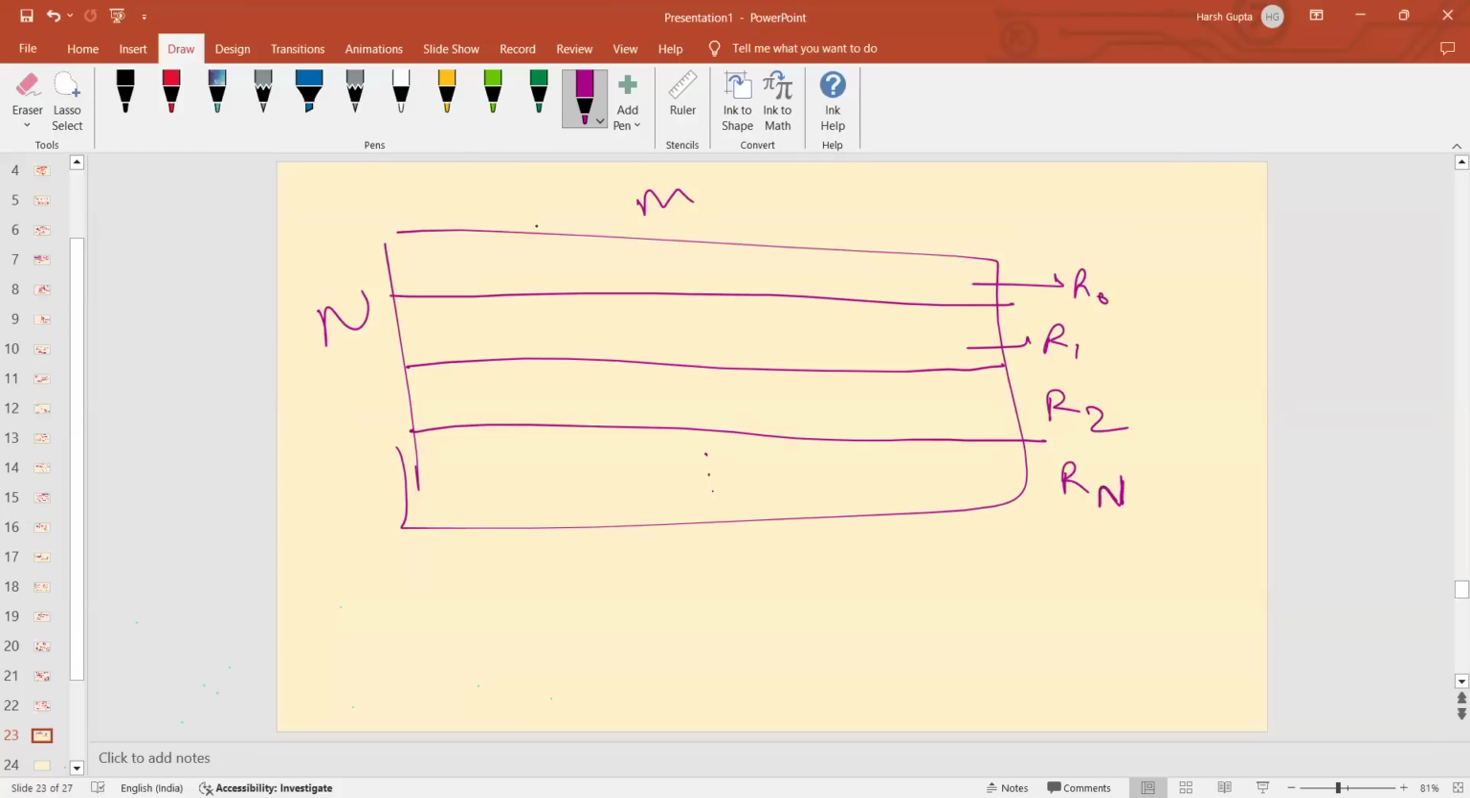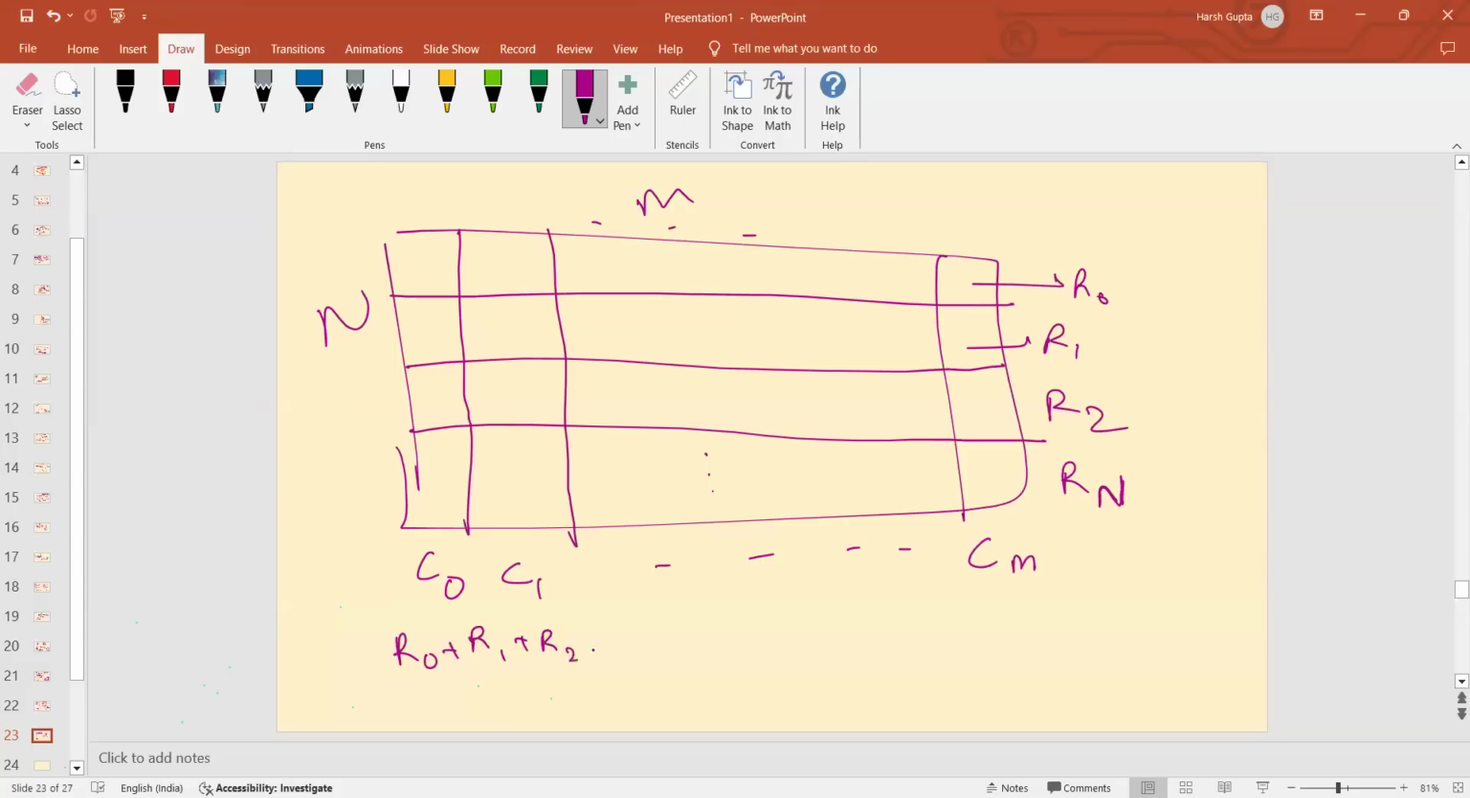Similarly, you have m columns. For the first column, you calculate the XOR of all the elements in the first column, say it as C0. Calculate the XOR of all the elements in the second column, say it as C1. Similarly, up till the m columns, so Cm. So your ugliness value is R0 plus R1 plus R2 plus dot dot up till Rn minus 1 plus C0 plus C1 plus C2 up till Cm minus 1. This is actually what your ugliness value is.